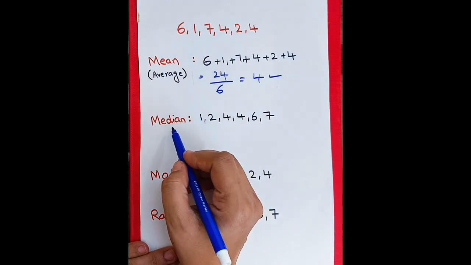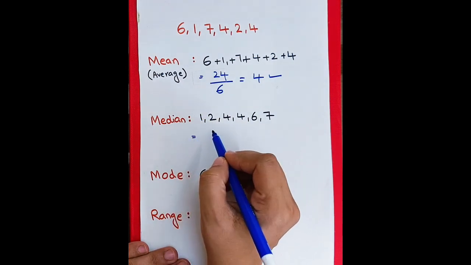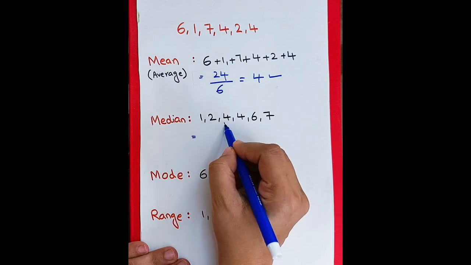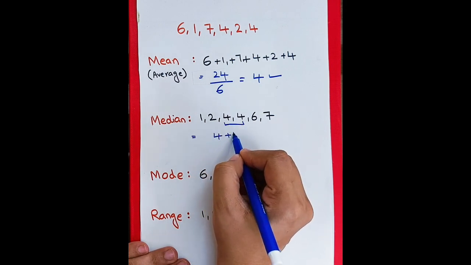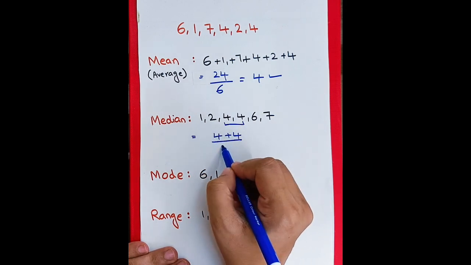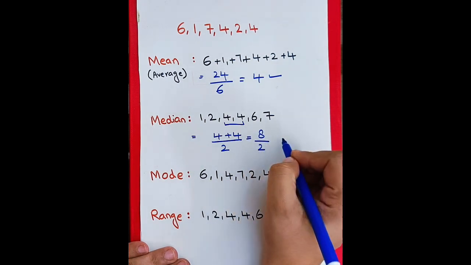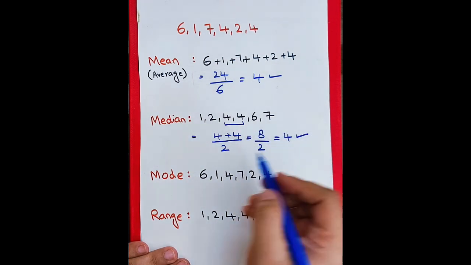Here is your mean. Median. Median is the middle number. As there are two middle numbers, this is the middle part, which will be 4 plus 4, so it will be divided by 2. So the answer will be 8 divided by 2, 4 is the answer.